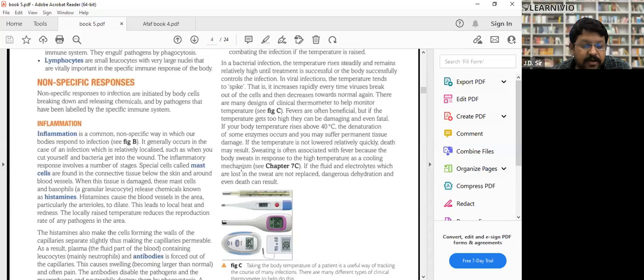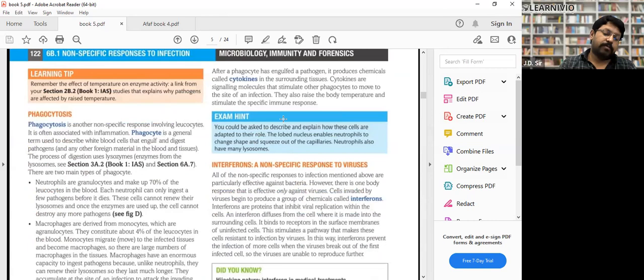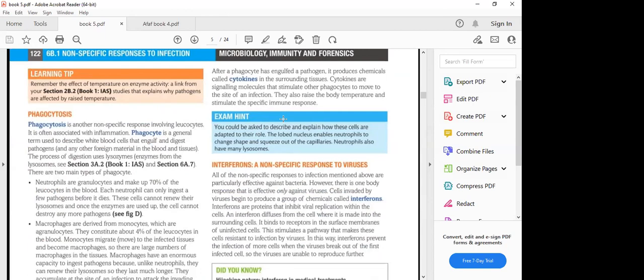So what is the normal body temperature, Affaf? 37. Right. And we measure it in? In Fahrenheit. Right. We measure it in Fahrenheit, right?